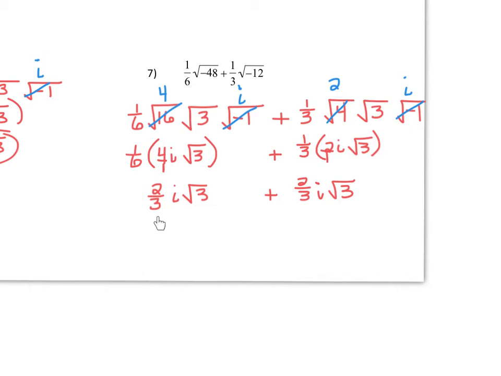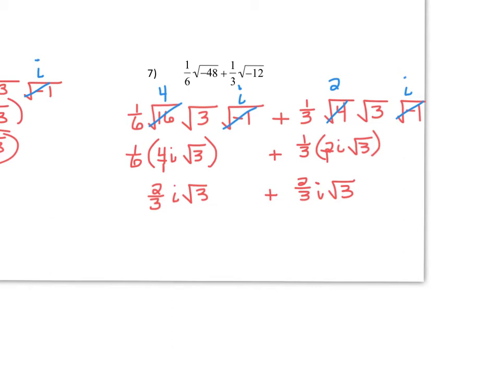Okay, now these are like terms. And the reason they're like terms is because they both contain an i radical 3. Right? The number in front of them doesn't have to be the same, but they both have to have an i radical 3 in order to be like. Okay, if one had the i and the other didn't, or if one was a radical 3 and the other was a radical 2, they wouldn't be like terms. But because they both have i radical 3, they say the same exact thing.